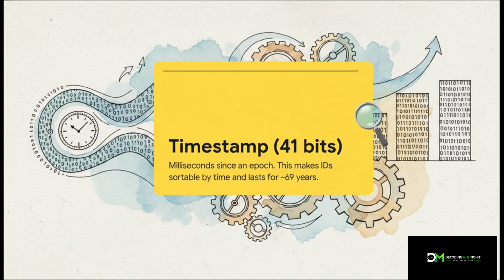The first and biggest part is a 41-bit timestamp. Now, this isn't a random number. It's the number of milliseconds that have passed since a specific start date, and just like that, it solves our sortable by date requirement. The natural flow of time itself guarantees that new IDs are always bigger than old ones, and those 41 bits give us enough runway for about 69 years worth of IDs.